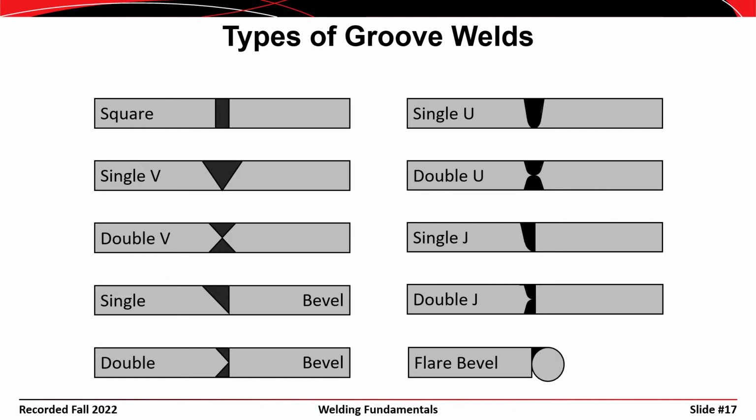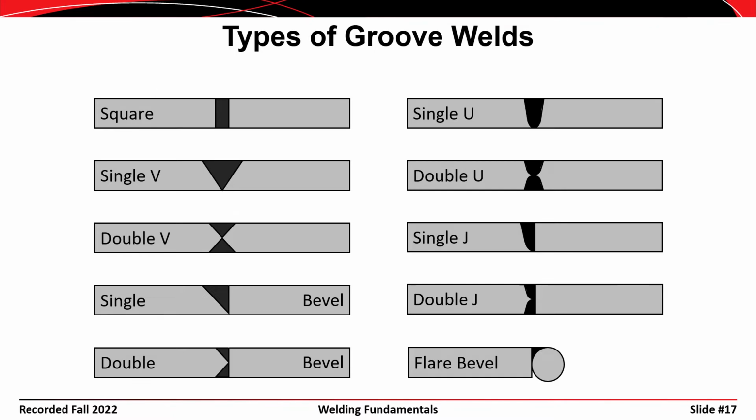So the light gray material here would be base metal, 2 plates that are being joined. In each of the cases, this would be a butt joint. And the black represents the weld metal that's placed. So in the upper left, you can see a square groove weld. Just below that is a single V groove weld. If we go one more down, we see a double V groove weld.